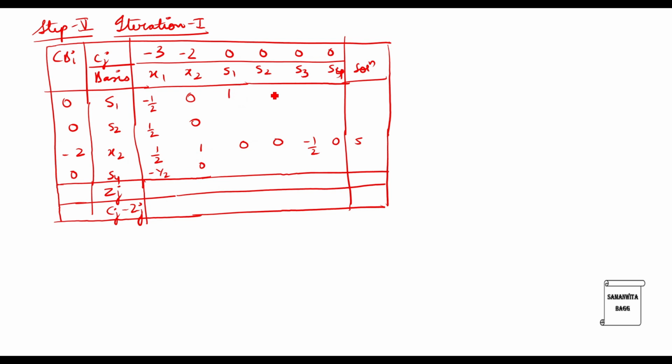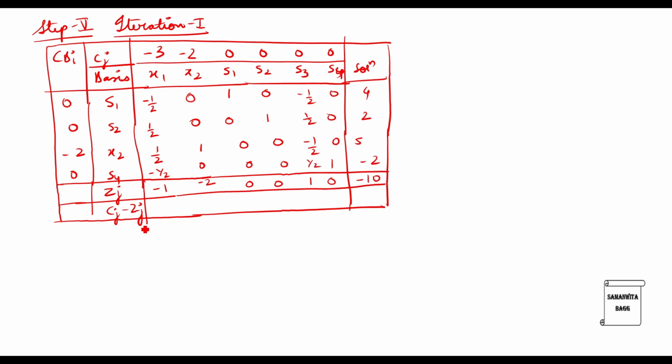This is 1, 0, minus 1 by 2, 0, 4, 0, 0, 1, half, 0, 2. Then I'll calculate Zj. I'll multiply the third row with minus 2. So this becomes minus 1, minus 2, 0, 0, 1, and 0, and this becomes minus 10.